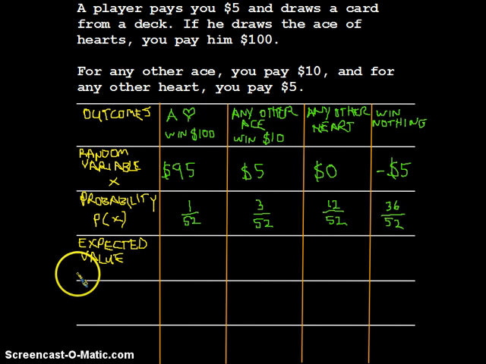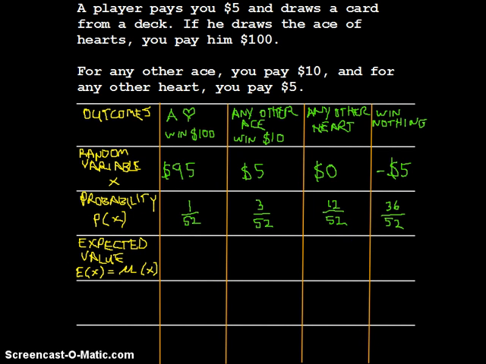Now finally, let's get to the good stuff here. Let's calculate the expected value. The expected value, E of x, we can also refer to it as mu of x. That's the Greek letter mu. Now, why do we look at it in that way? Because the expected value in certain respects is the average of something.